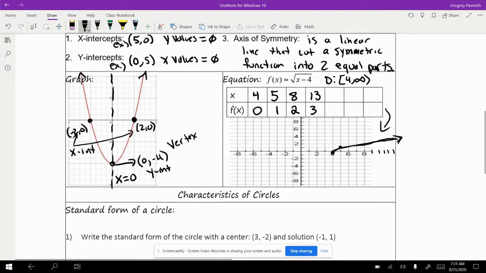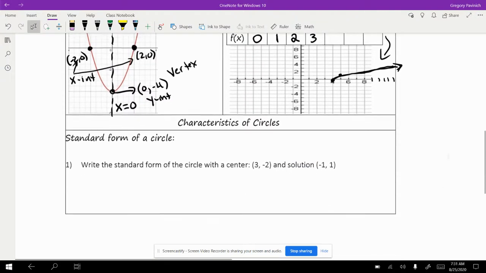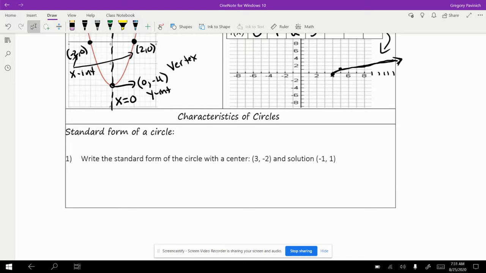So after you graph, you're just going to do a table of values. You can use your calculator to help you. And then we're going to look at the standard form of a circle. Remember, a circle has two properties. It has a center. Well, it has a lot of properties, but these are the two we're going to look at. It's also got a radius.